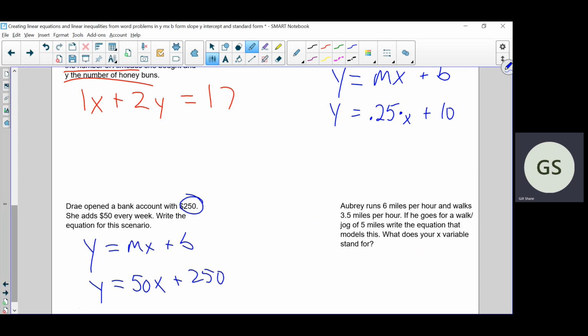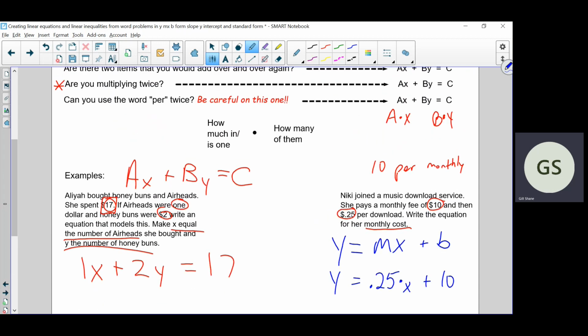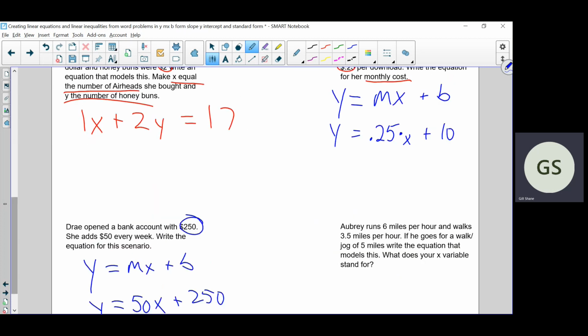It's how many weeks. Each week is that number. How many weeks? Because remember, again, go back to this. How much in one? Well, 1 week was 50. How many weeks was what we didn't know. It's always those two things. Again, I can't think of a time when it's not those. I don't know if you'll ever see a time when it's not those.